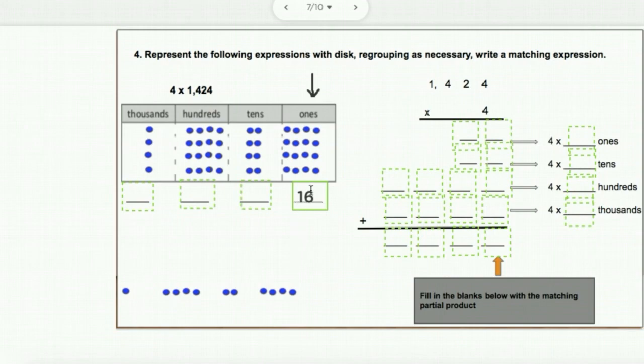No, that's crazy. I can't have 16 discs in one place value. So what do I need to do? Whisper it to me. No, don't tell your partner. Tell me. Don't tell the person next to you. Tell Miss Turner. Whisper it into the computer. What do I need to do? Yes, I need to bundle. Remind me, a bundle is a group of how many? Yes, a bundle is a group of 10.